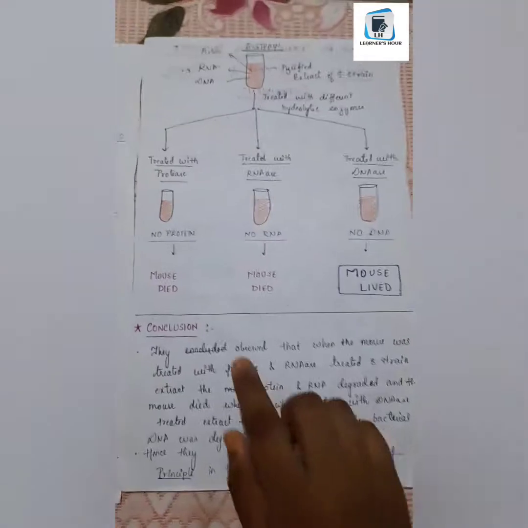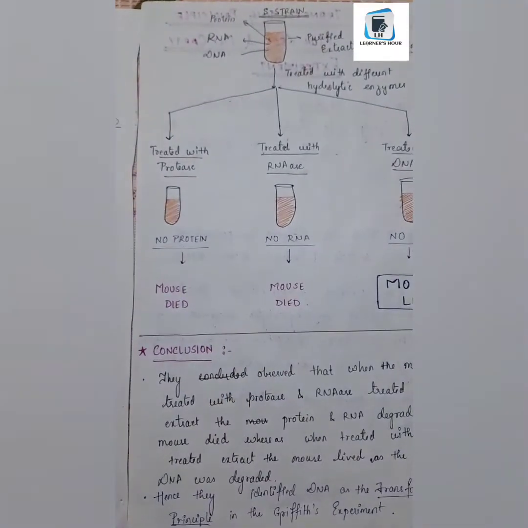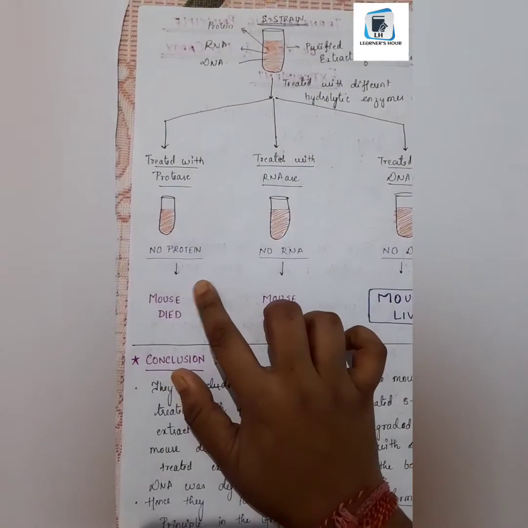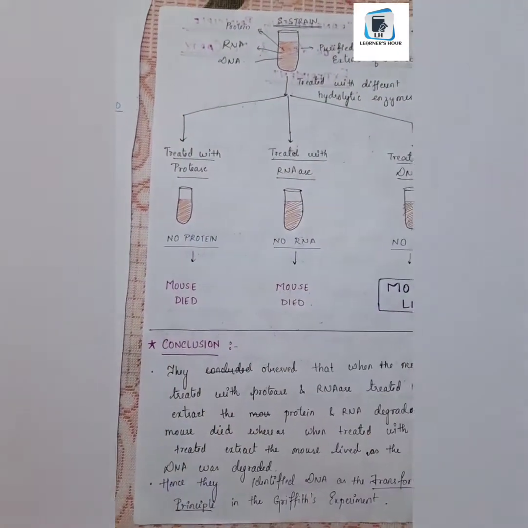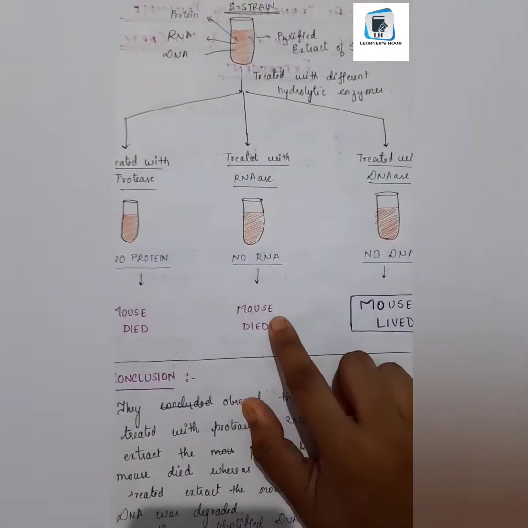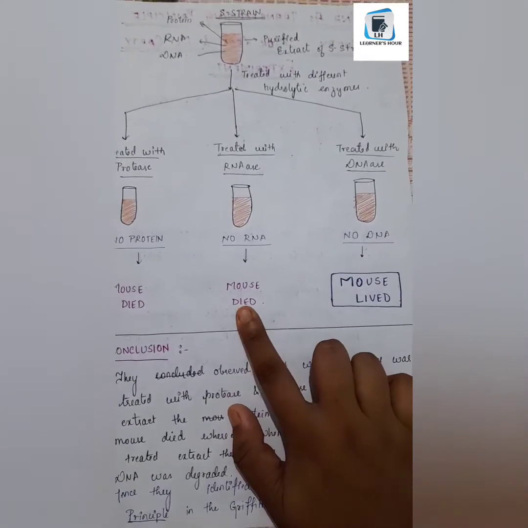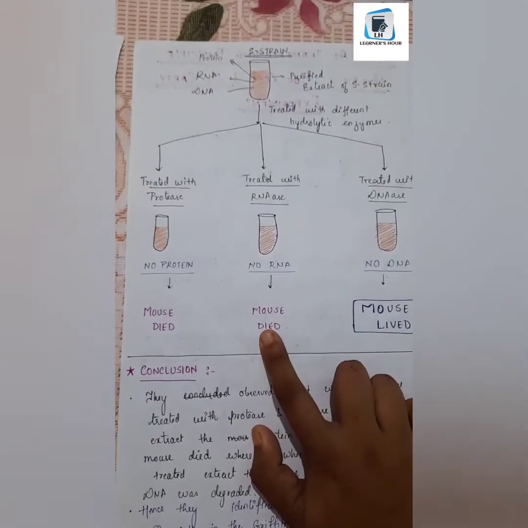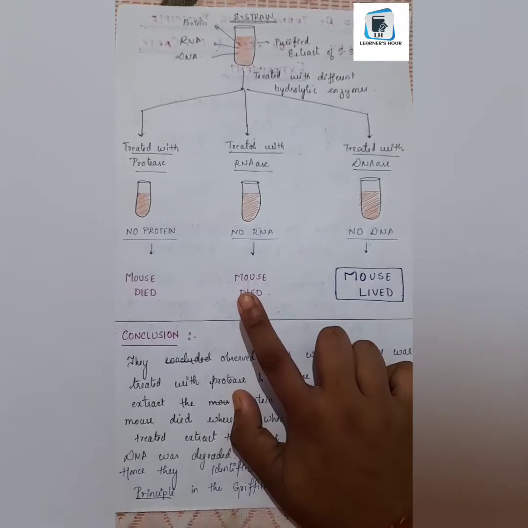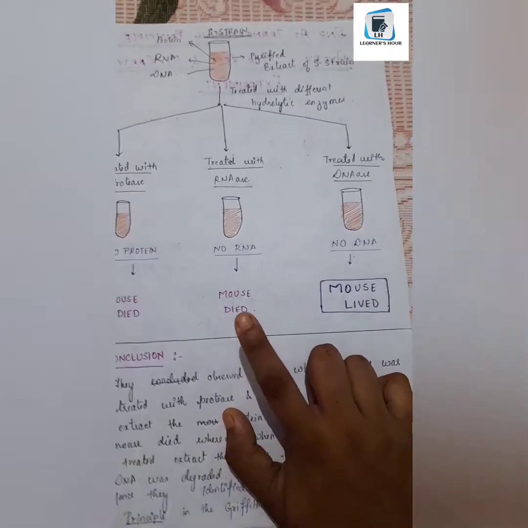So here also the same thing occurs. In the first case, the mouse died because of the transformation that occurred in the mouse. Similarly, in the second case, the mouse also died because here also transformation occurred, and the non-virulent R strain was converted to virulent S strain cells.